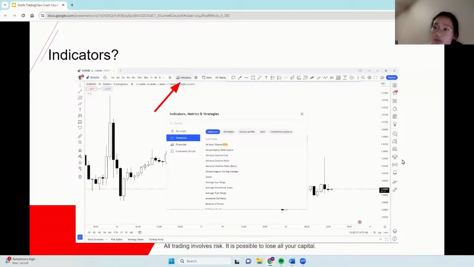Okay, indicators. So there are a whole bunch of indicators out there. But basically, you can click on this button and search up the indicator that you're looking for. You can even favorite them so that it's easier for you to use them whenever you are conducting your analysis.